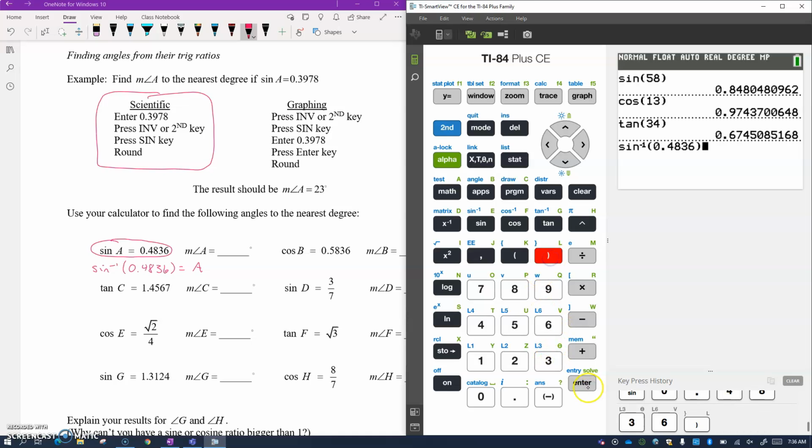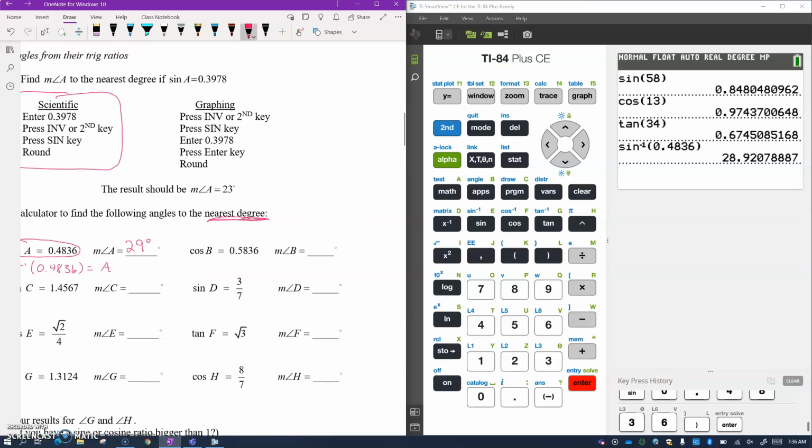We're going to close that off, hit enter, and it tells us that we've got 28.9. Now, they asked me to the nearest degree. So I'm going to go ahead and go with 29 degrees.